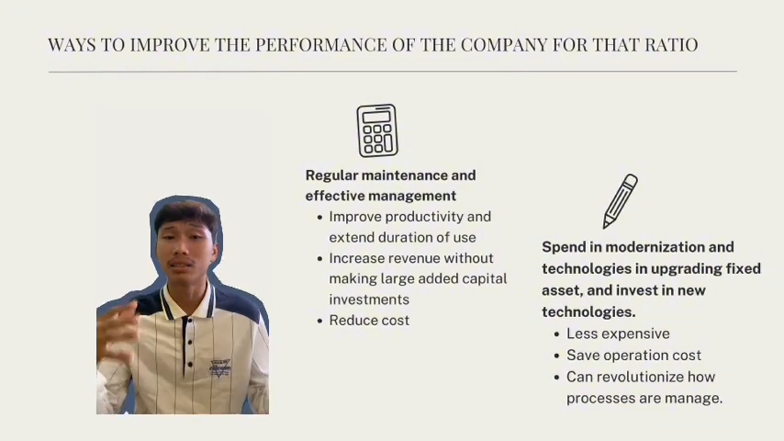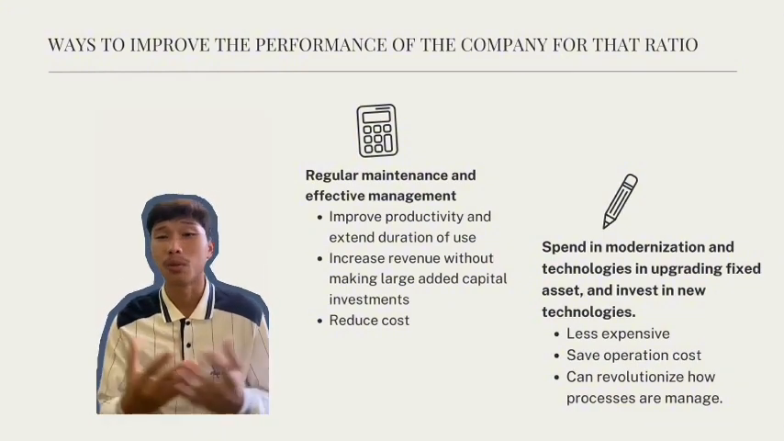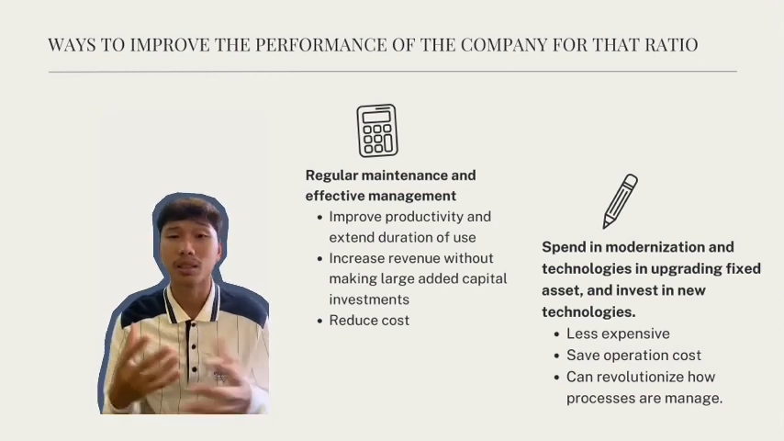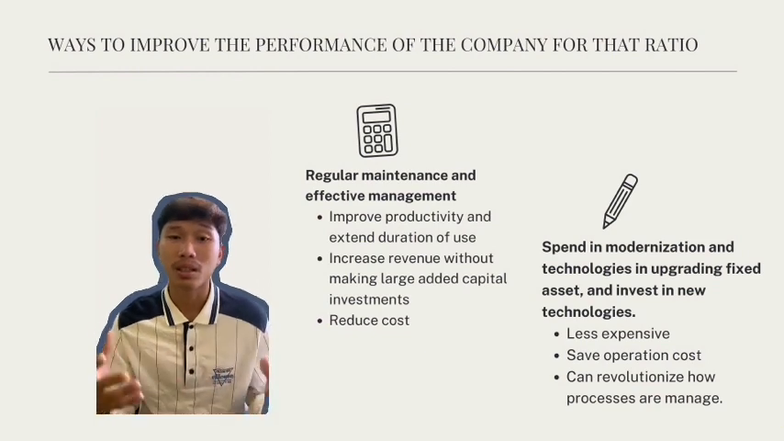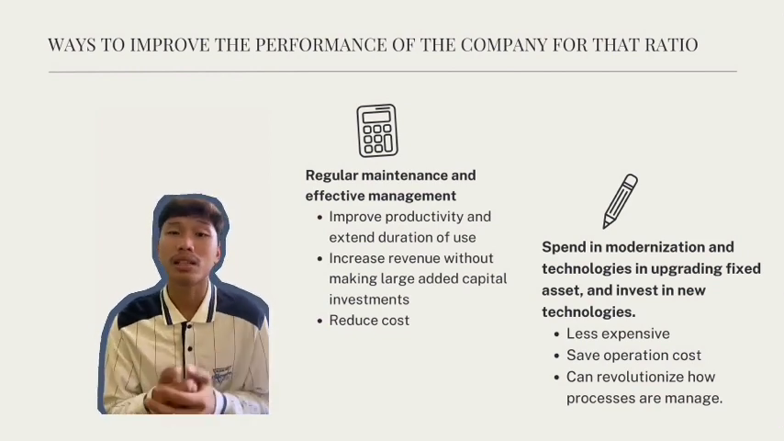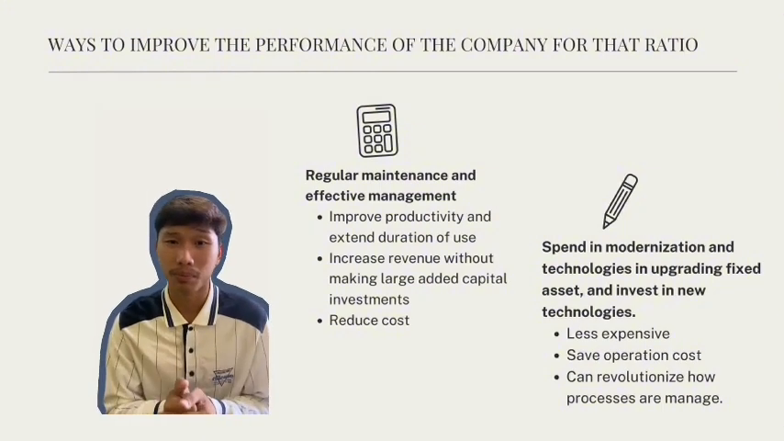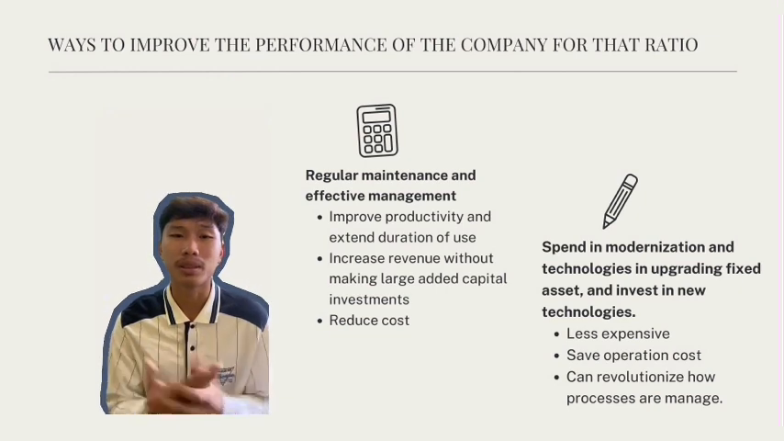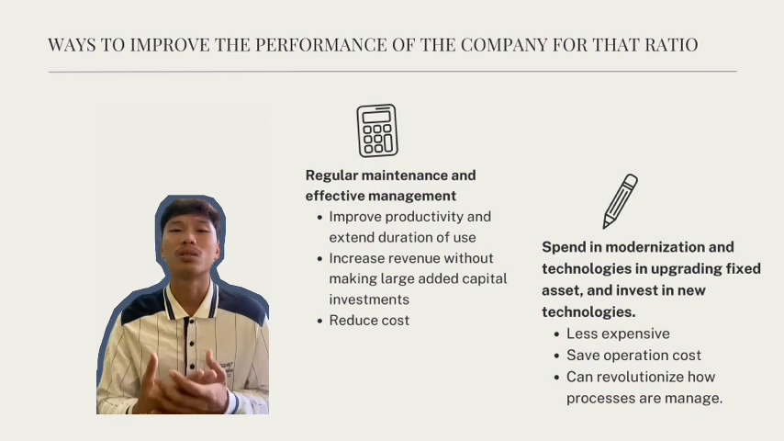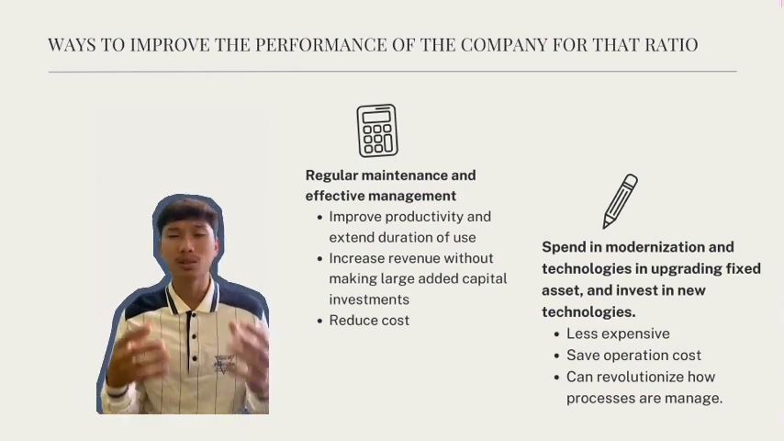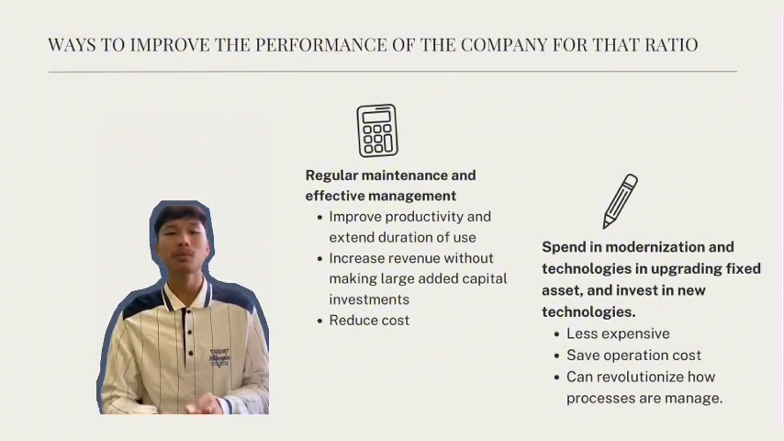When things are taken care of, they work better and there are fewer problems. This means a company can make more things and save money. It's also cheaper to take care of things regularly instead of waiting for them to break and then fixing them. When things last longer, the company doesn't have to buy new things as often. Managing things well can also help the company use its resources like people and power in the best way possible.